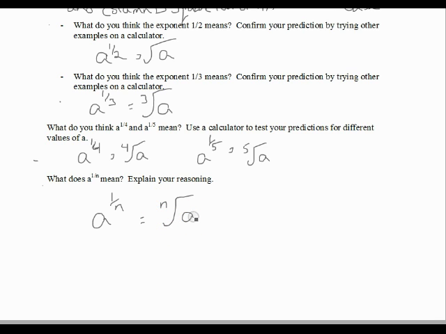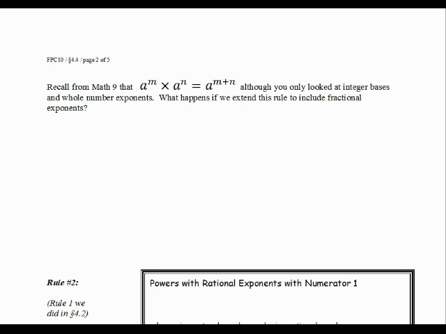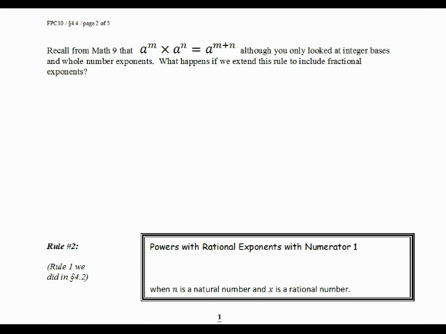Okay? Let's go and look at the rules now. So in grade 9, you learned the multiplication rule of exponents, where a to the power of m times a to the power of n is a to the m plus n. And we only did that with integer bases and whole number exponents. Today we're going to extend that rule to apply to fractional exponents.